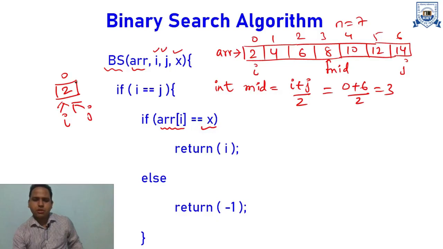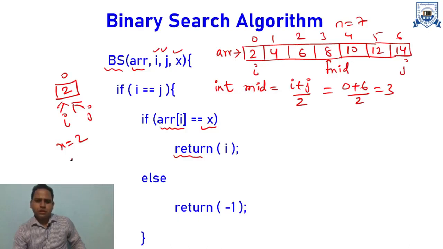Now suppose let's take X as 2. Now 2 is compared with the 2. Yes, we got the match. We found this element here. So we will simply return I. You can write I or you can write J also, because both are pointing to index 0. That doesn't matter. You are writing I, you can write J also here. So this is the if part.